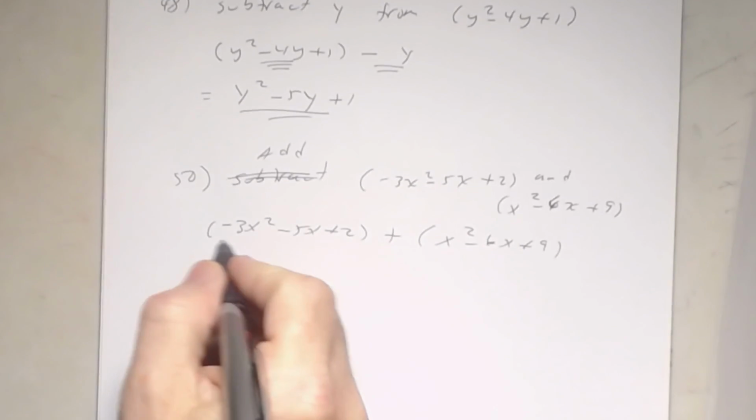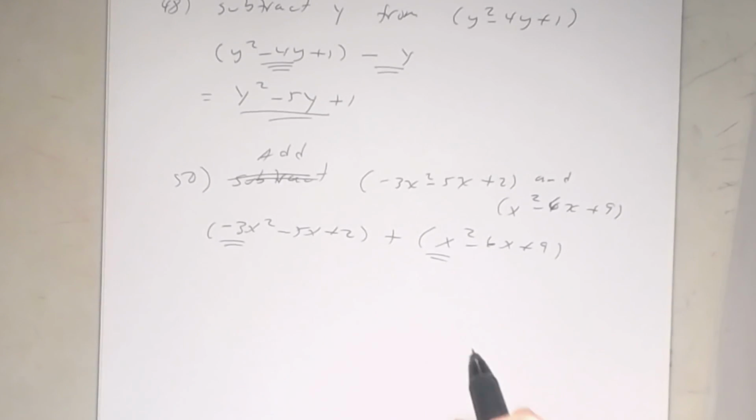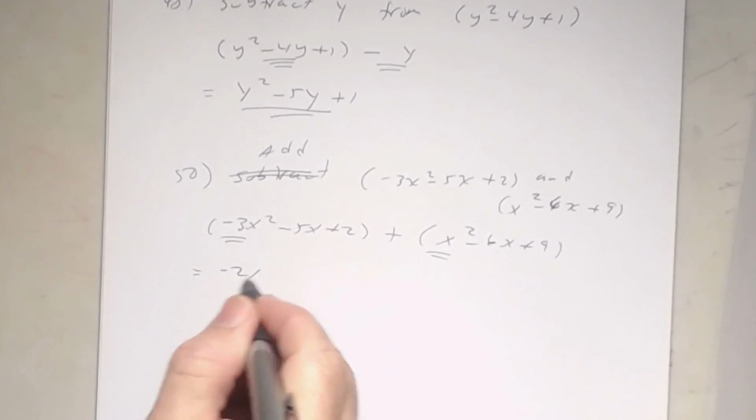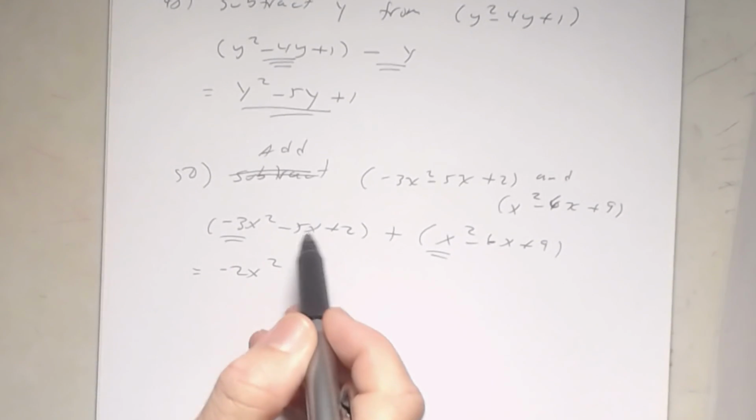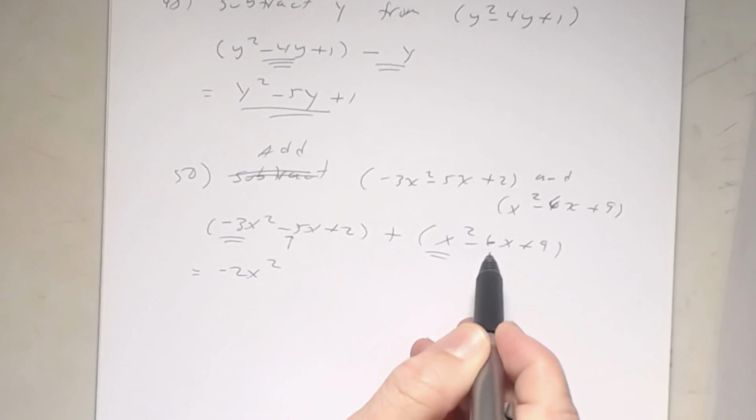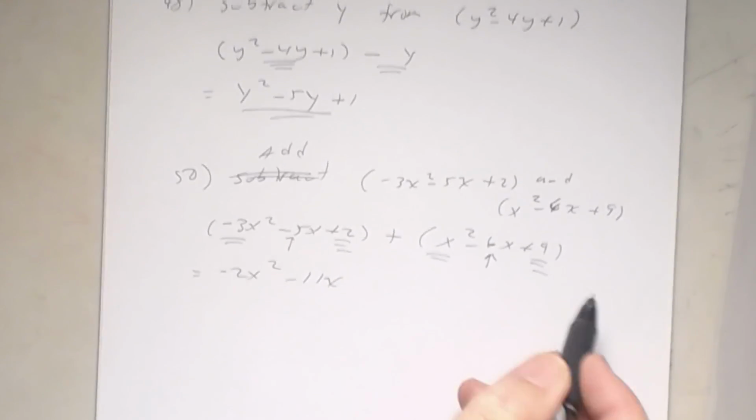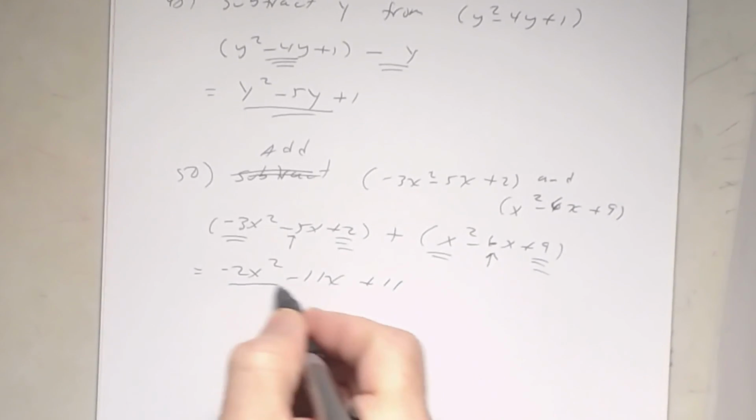All right. And since I'm adding them, I can just go directly to combining like terms. Now let's go ahead and put this one in descending order. Let's combine the x squareds. What's a negative 3x squared and a positive x squared? 1x squared. Negative 2x squared, y'all agree? Okay, the x's. What's a negative 5x and a negative 6x? Negative 11x, and then your constant. Always put your constant last. What's a positive 2 and a positive 9? Positive 11. All right, so that was number 50.